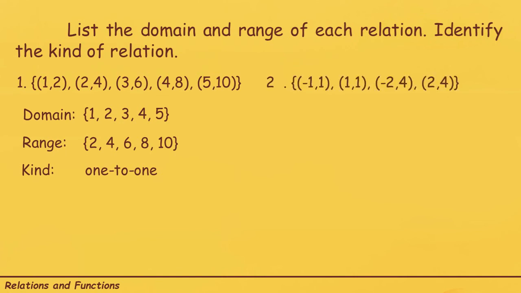Next, number 2. This time, you will be the one to answer it. {(-1, 1), (1, 1), (-2, 4), (2, 4)}. Alamin mo kung ang domain, range, at kind. I will give you 30 seconds to think of your answer. 30 seconds starts now.